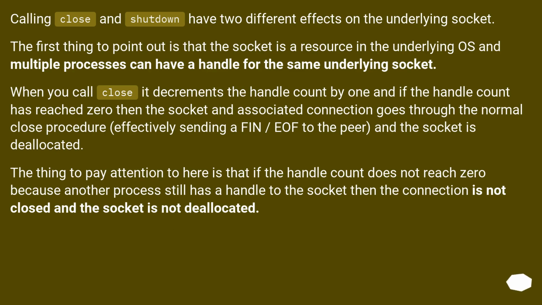Calling close and shutdown have two different effects on the underlying socket. The first thing to point out is that the socket is a resource and the underlying OS and multiple processes can have a handle for the same underlying socket. When you call close, it decrements the handle count by 1, and if the handle count has reached 0, then the socket and associated connection goes through the normal close procedure, effectively sending a FIN, EOF to the peer, and the socket is deallocated. The thing to pay attention to here is that if the handle count does not reach 0 because another process still has a handle to the socket, then the connection is not closed and the socket is not deallocated.